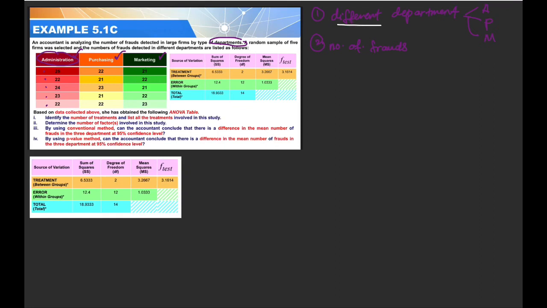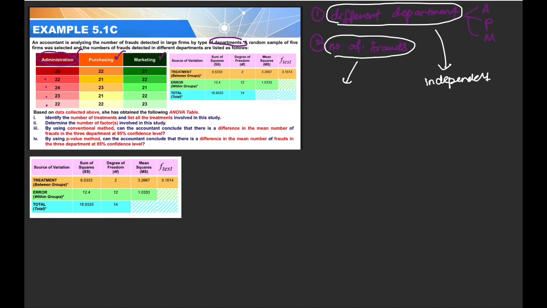So the different department here will be your independent variable. The number of fraud here will be your dependent variable. In the independent variable, you have administration, purchasing and marketing, so these will be your treatments. How many treatments do you have? K equals 3. Based on the data collected above, she has obtained the following ANOVA table. So this is the ANOVA table.